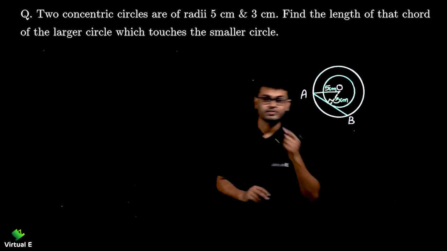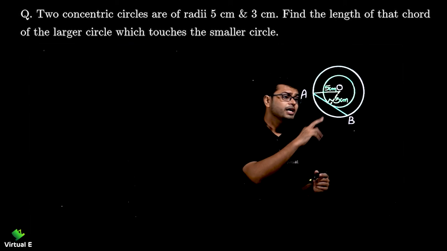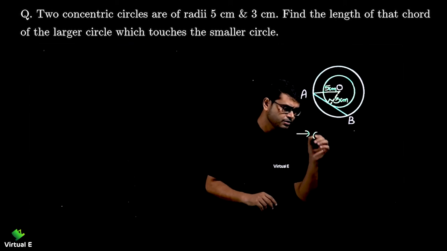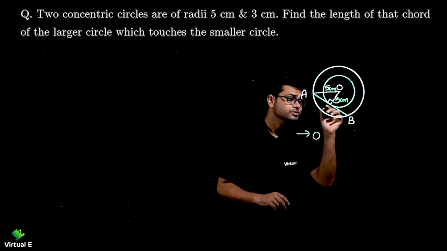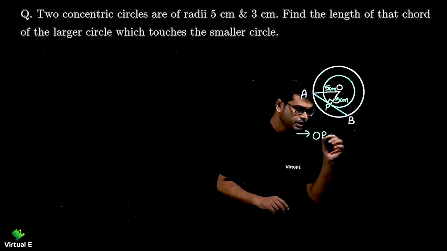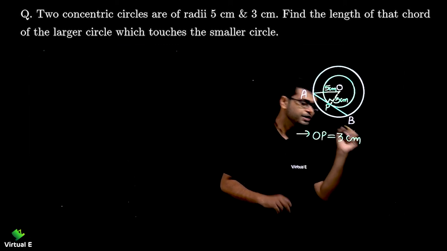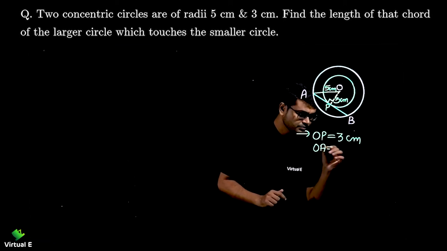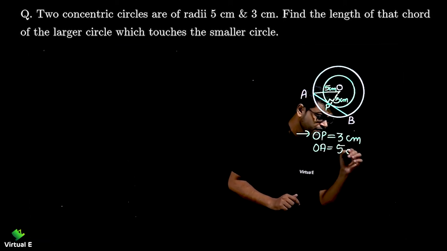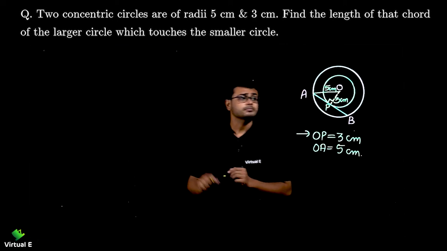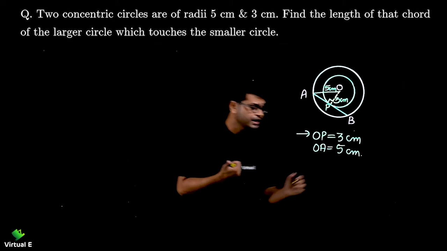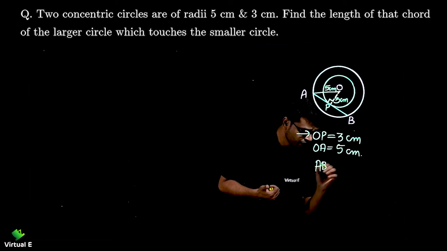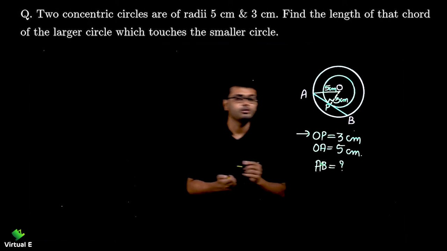Let's start. Let's write the radius first. O is the center, and here let's mention P. OP is equal to 3 cm, the radius of the smaller circle. OA is equal to the radius of the larger circle, which is 5 cm. Now what do we need to find? We need to find AB, the value of AB.